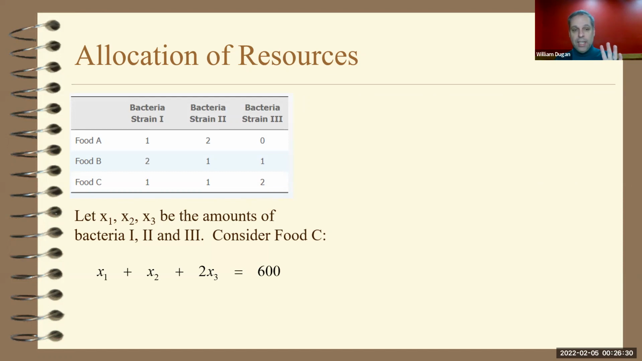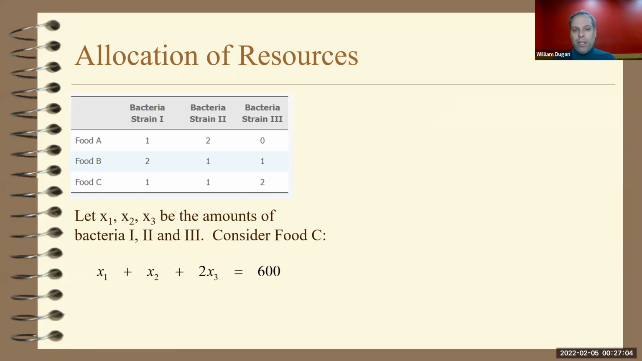For food C, well, bacteria 1 will consume 1 unit for every single cell. Bacteria 2 will consume 1 unit for every single cell, and bacteria 3 will consume 2 units for every single bacteria cell. That means the total amount consumed by these different bacteria would be X1 plus X2 plus 2X3. But we're assuming that they eat all the food, because if there's more food left over, then we can cram in more bacteria cells, right? So we'll assume it's equal to the amount of units that we have.